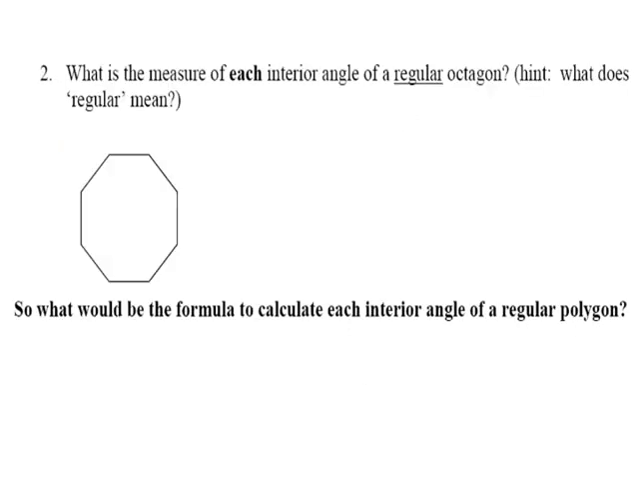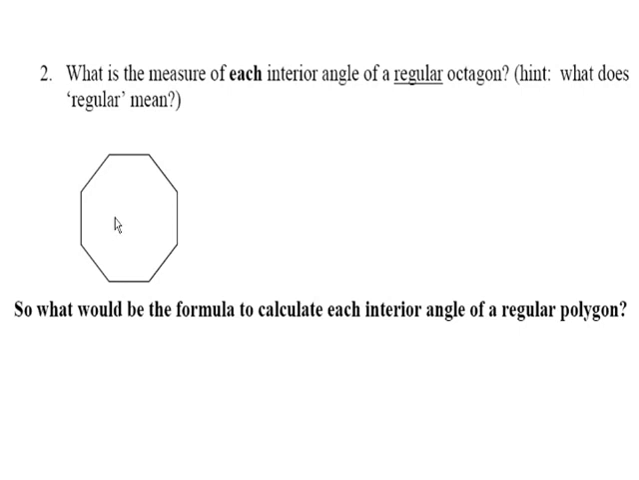So we've been talking about what all of the angles equal when you add them together, the sum of the interior angles, but now we're going to talk about how to find a single interior angle. And we need to know the measure of each interior angle of a regular octagon. And it says, hint, what does regular mean? Well, what does regular mean? It means that all of the angles are congruent and all of the sides are congruent.